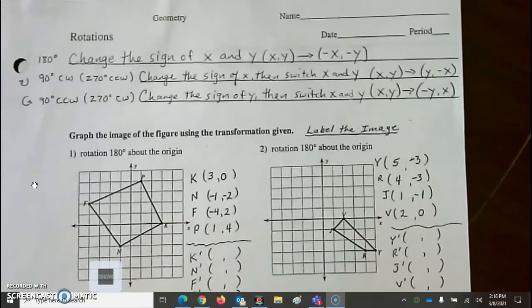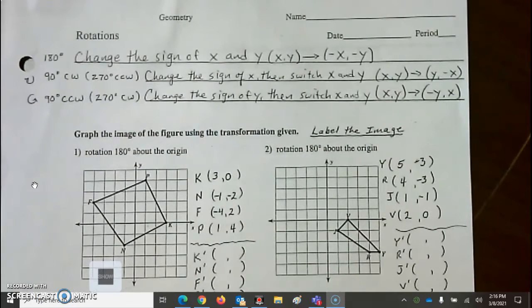Here we are with rotations, our third transformation. We did translations, that was the slide. We did reflections, that was the flip. This is the rotation or the turn. So here, you don't have to count anything. Everything is given to you at the top of this paper.